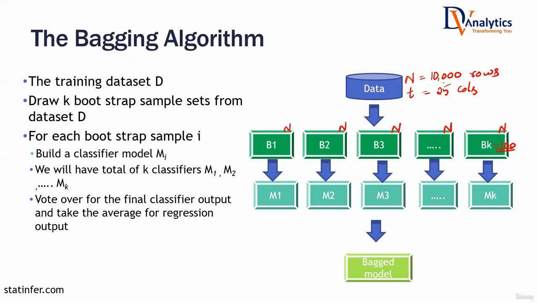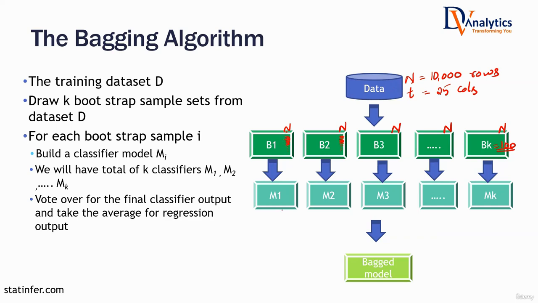Does that mean this is an exact replica of the data? Here 10,000 records are there, here 10,000 records are there. Is it just a replica of the data? No. There are some records that are repeated multiple times. There are some records that are ignored. So you have a data set, you have a bootstrap sample or a bag.